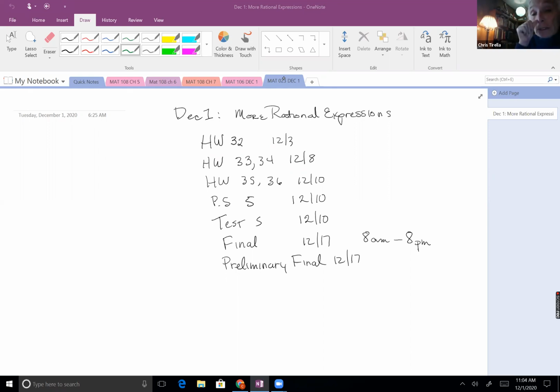35 and 36 are radicals, square roots, simplifying square roots, evaluating square roots. Then problem set 5 is that practice test for exam 5. Those will be due on the 10th. Test 5 will be available after the 10th.